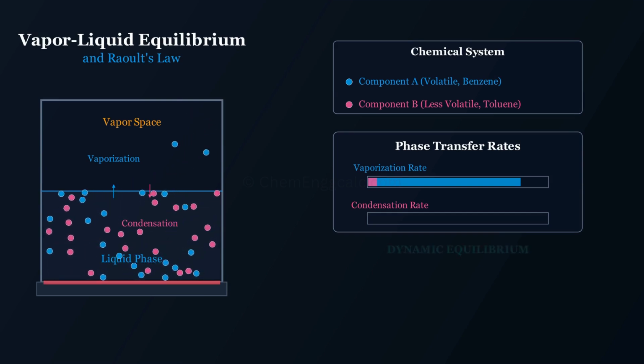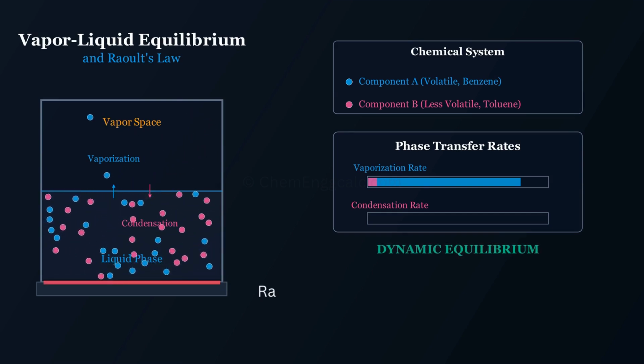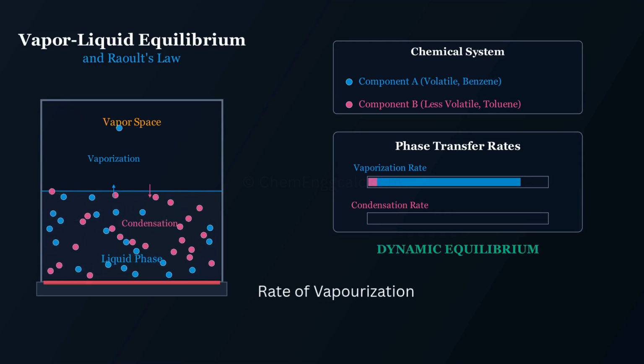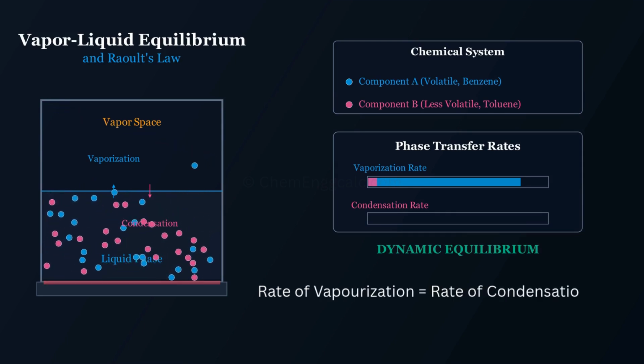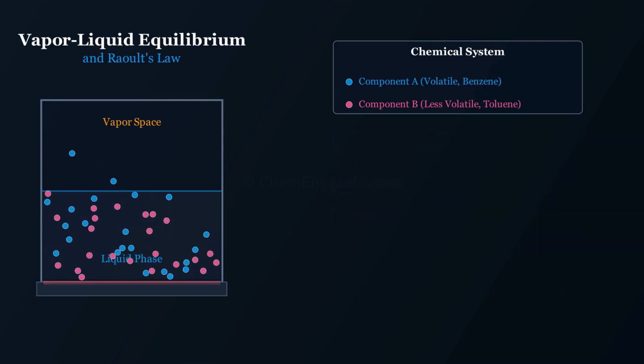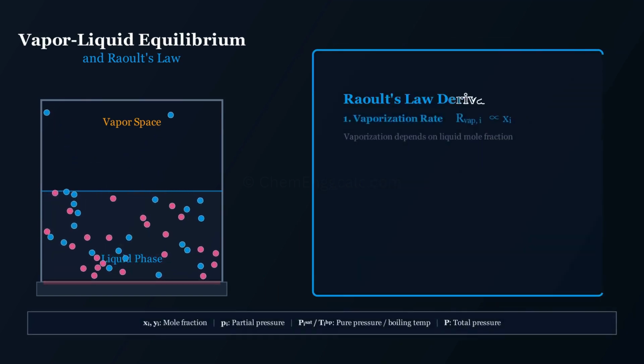Soon, a dynamic equilibrium is reached where the rate of vaporization equals the rate of condensation and the pressure stabilizes. To understand this vapor pressure, let's derive Raoult's law.